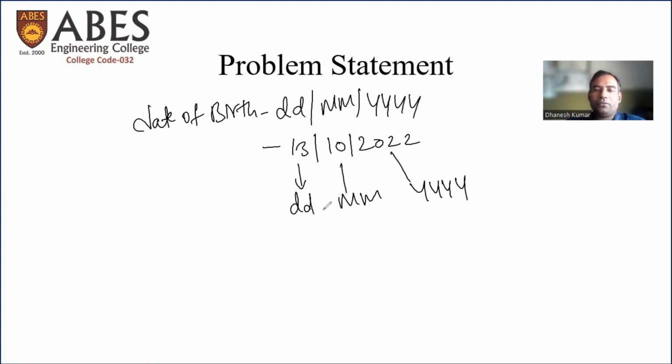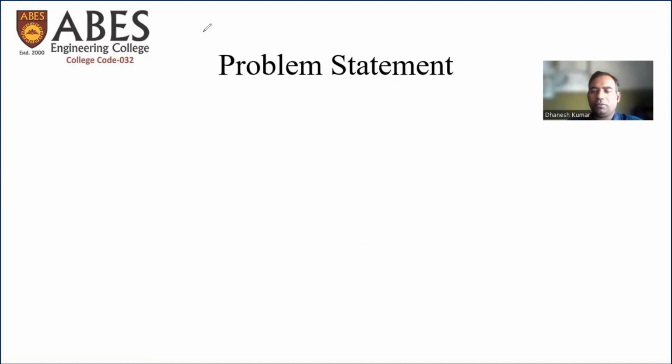Here we have to find the weekday that belongs to this particular day. For example, this one belongs to Thursday. So if the user inputs any date of the calendar, the program just displays which day it is on that particular date. For that, let's look at the details.